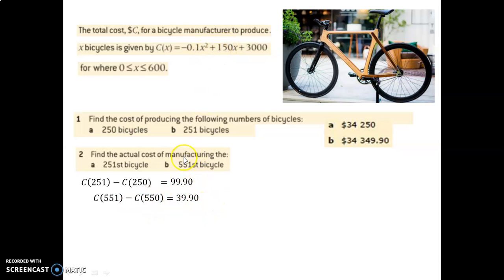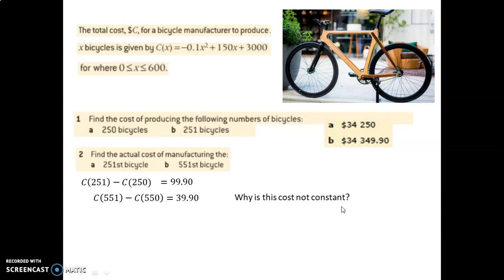Notice that when we get to this higher number of bicycles, the cost for that extra bicycle, the 551st bicycle, is less than it was when we were at 251. So as this company produces more bicycles, the cost per bicycle is going down. So the question there is why? Why do you think the cost is not constant?